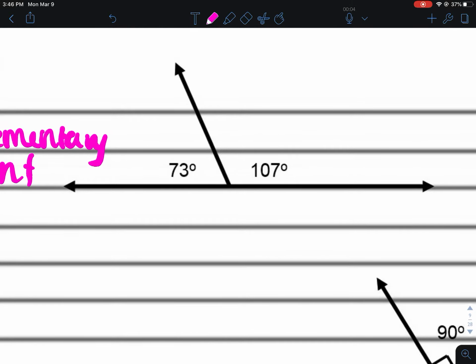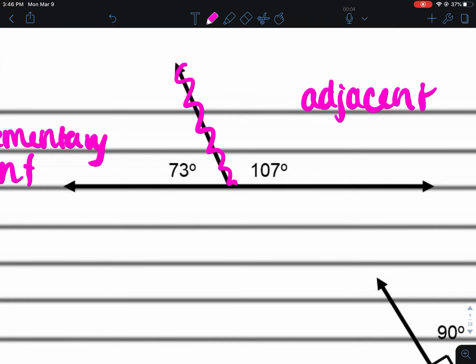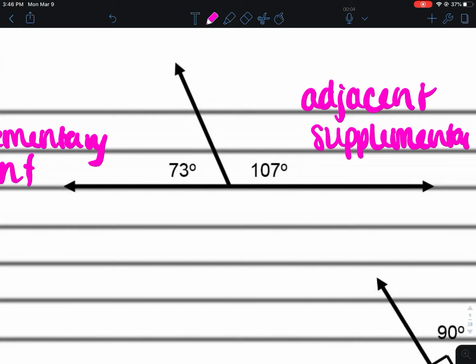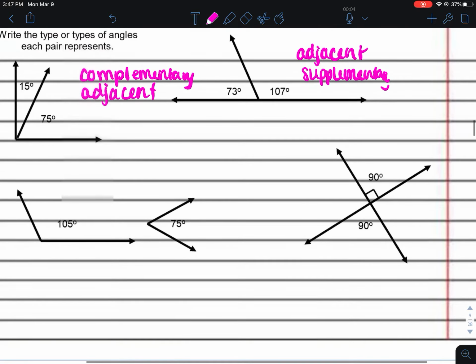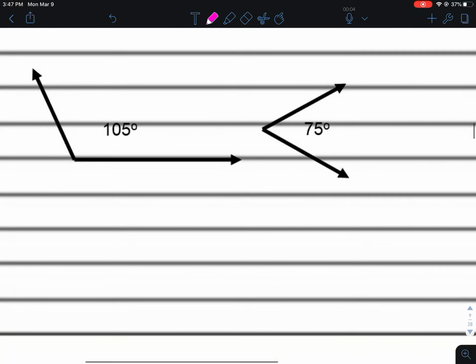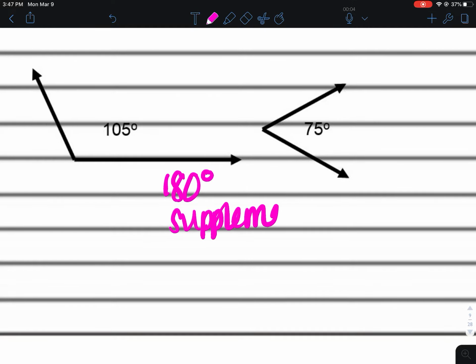This angle here, they're adjacent as well because they share this side here and that vertex. They also are supplementary. These are not supplementary. They're separated. So I'm sorry, they're not adjacent because they're separated, but they are supplementary because when you add 105 to 75, you get 180 degrees. So they're supplementary, but they are not adjacent.